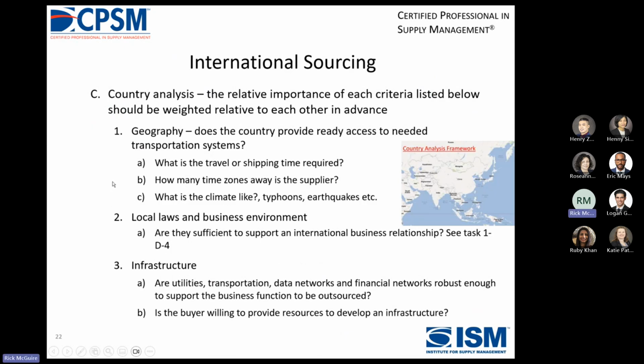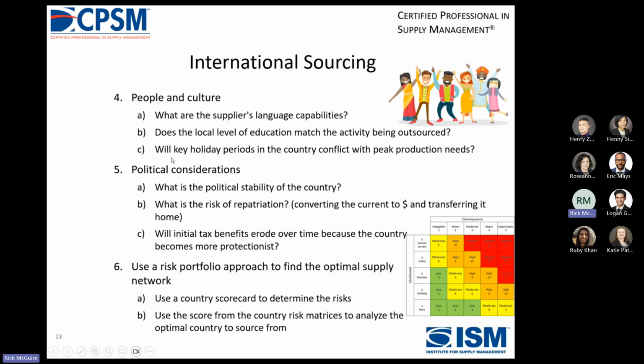And then you've got country analysis, relative importance. Each criteria should be weighted, just like our CP laser. Geography, local laws, infrastructure, utilities, transportation, data networks, financial networks, etc. People and their culture, political considerations.